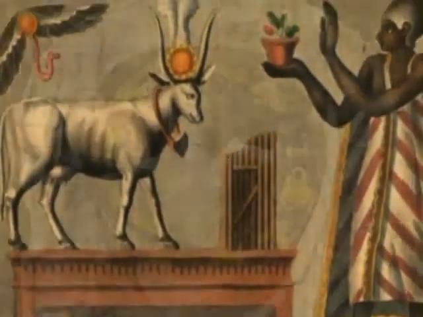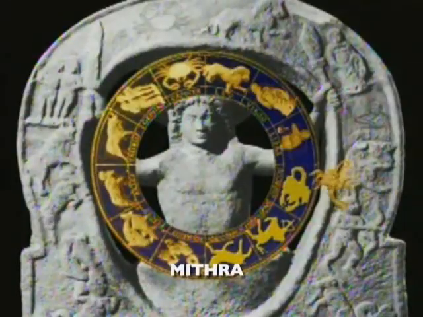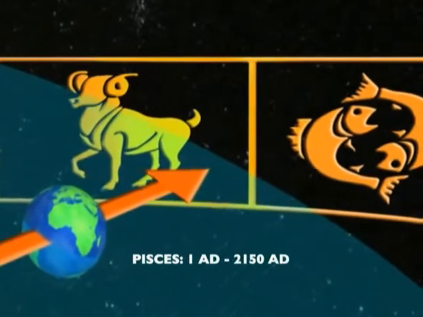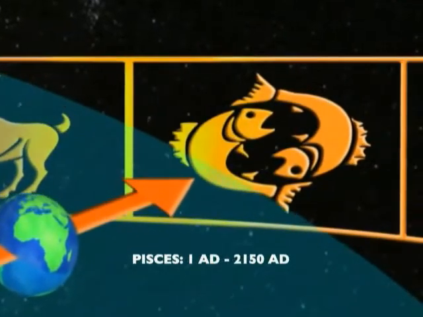Other deities mark these transitions as well, such as Mithra, a pre-Christian god who kills the bull in the same symbology. Now Jesus is the figure who ushers in the age following Aries, the age of Pisces, or the two fish.